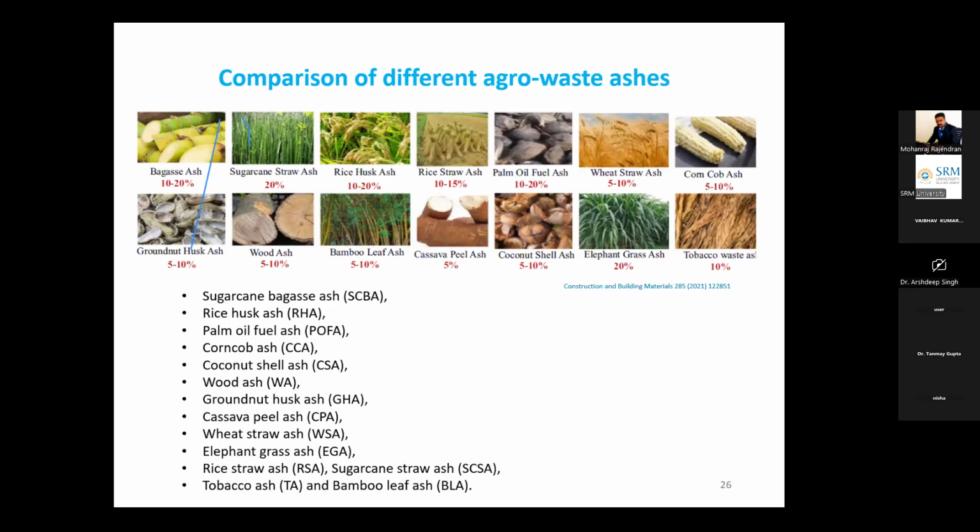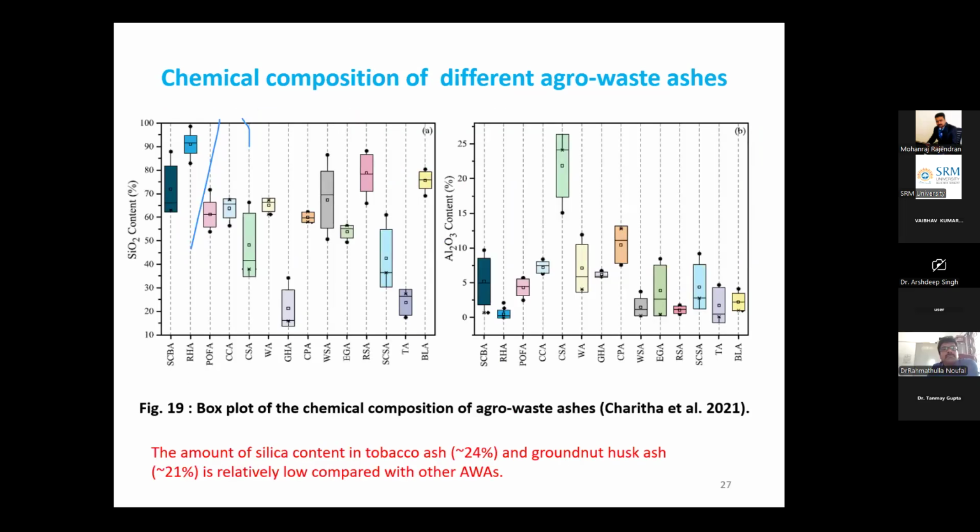So in this slide, I have taken some data from a review paper from the literature, for the comparison of different agro waste ashes. Here different types of agro waste ashes are highlighted, like sugarcane bagasse ash, rice husk ash, palm oil fuel ash, corn cob ash, coconut shell ash, and other agro waste ashes which are available in India. So these are compared on a single platform.